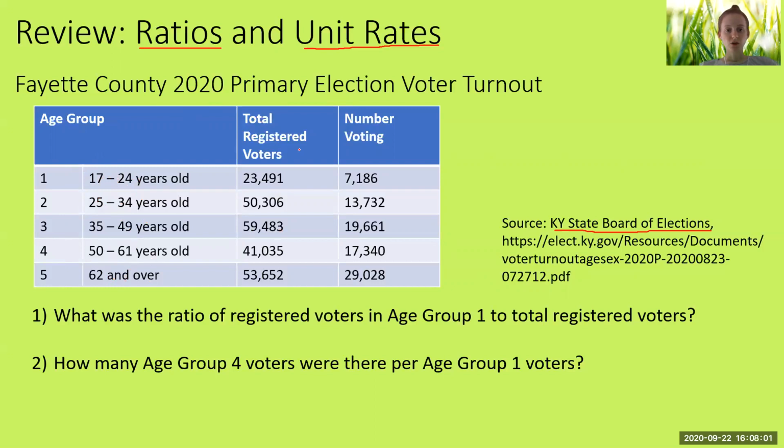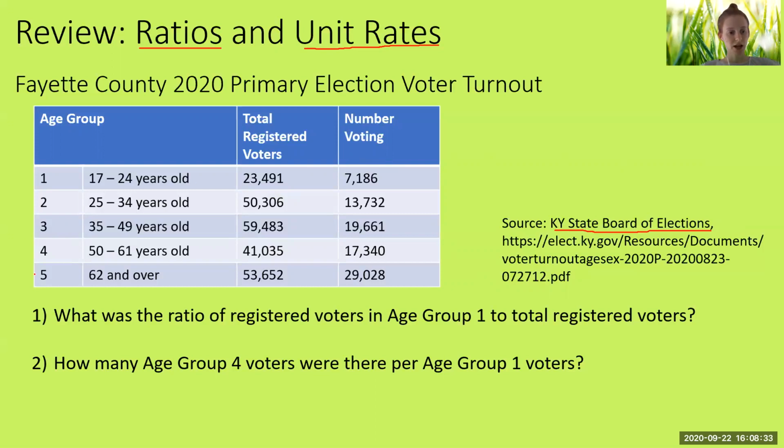And then for each age group, we know the number of registered voters, so the people who have signed up to vote in Fayette County. And we have the number voting, so the number of people who actually went out and voted during the primary election, right? So the total number of people who could have voted, the total registered voters, and then the number who actually voted, the number voting.